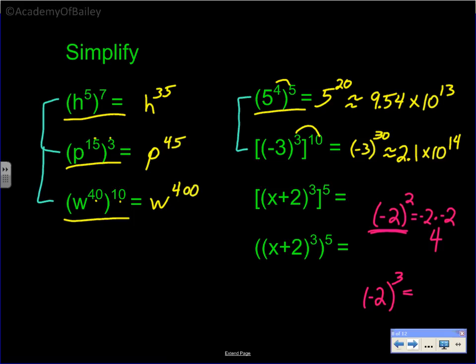All right, so if we look here, negative 2 raised to the third power, negative 2 times negative 2 times negative 2.